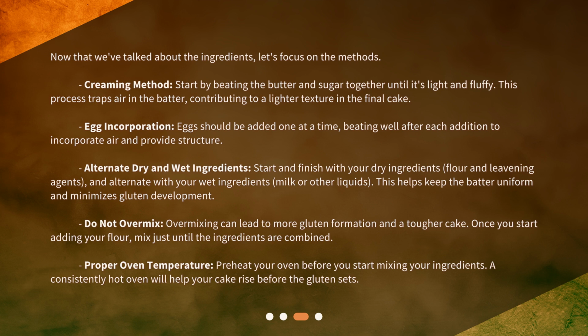Do not overmix. Overmixing can lead to more gluten formation and a tougher cake. Once you start adding your flour, mix just until the ingredients are combined. Proper oven temperature. Preheat your oven before you start mixing your ingredients. A consistently hot oven will help your cake rise before the gluten sets.